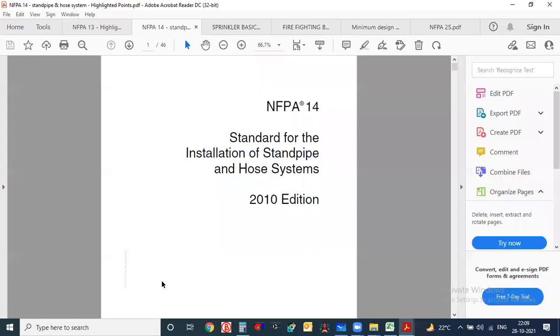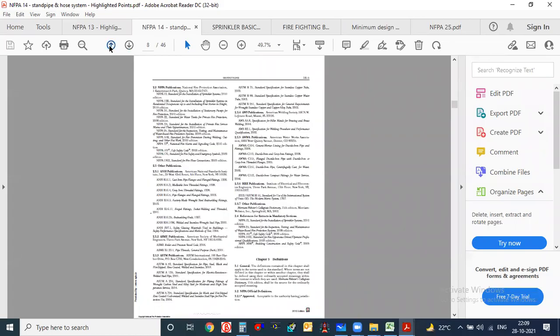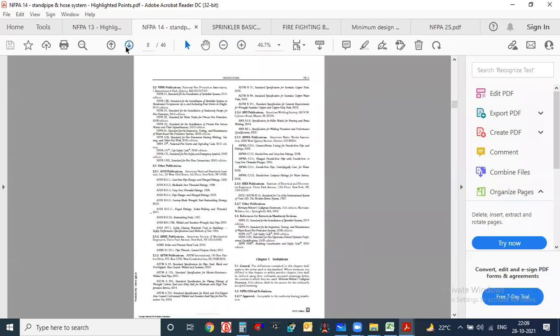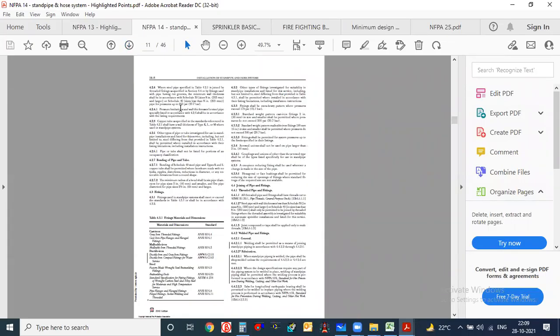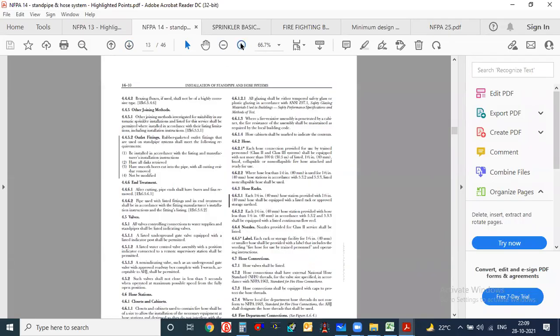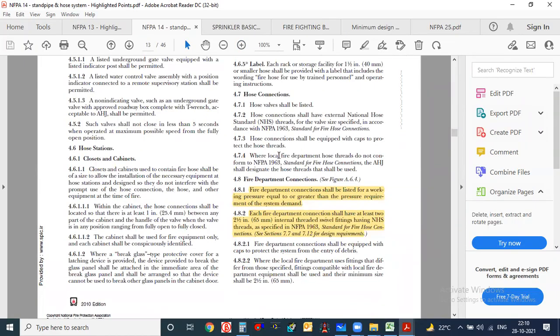Some points are given here. It's a very small book, only 46 pages. So just skip. Some conversions are given, which I have highlighted. We will directly come to the main point here. Some definitions are given, which are not required for us. Some important points are given about the fire department connection. The fire department connection shall be listed for a working pressure equal to or greater than the pressure requirement of the system demand.